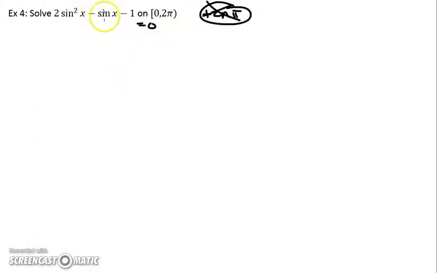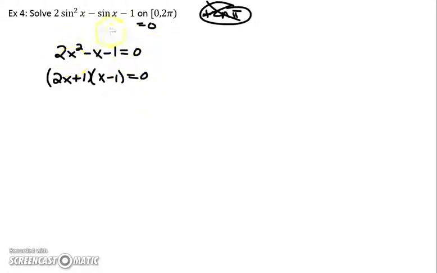So we have 2 sine squared minus sine minus 1. We want to think about this as if it were just a normal quadratic equation. So if we looked at this and we saw 2x squared minus x minus 1 equals 0, we would think about factoring that. And that would factor into 2x plus 1 times x minus 1.